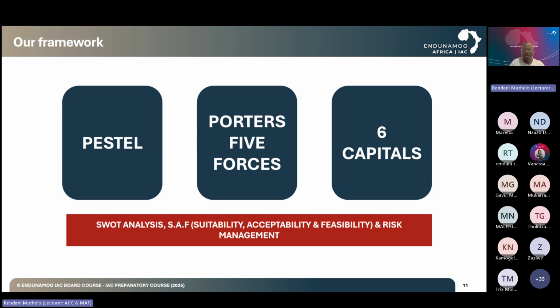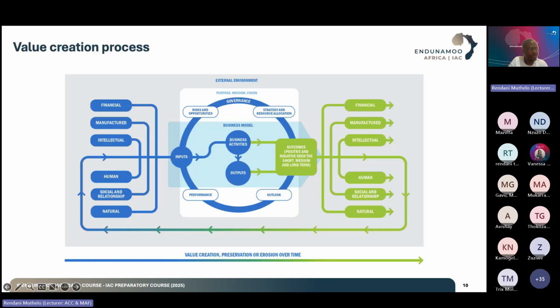Two things, because the other one is very easy to remember. What are the 6 capitals? The 6 capitals are the ones in this value creation process: financial, manufactured, intellectual, human, social and relationship, natural. So those are those capitals, and they affect the internal business environment. Got it?